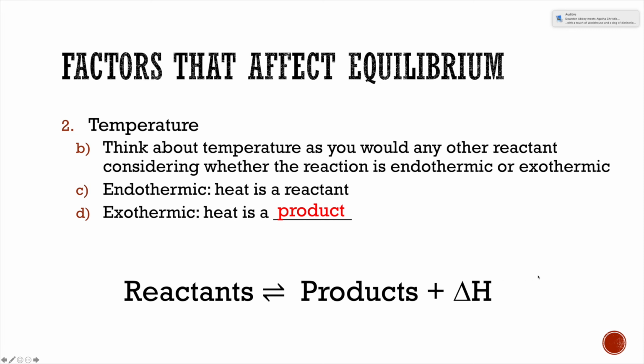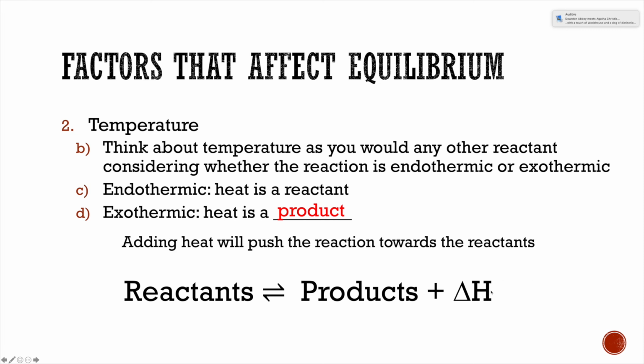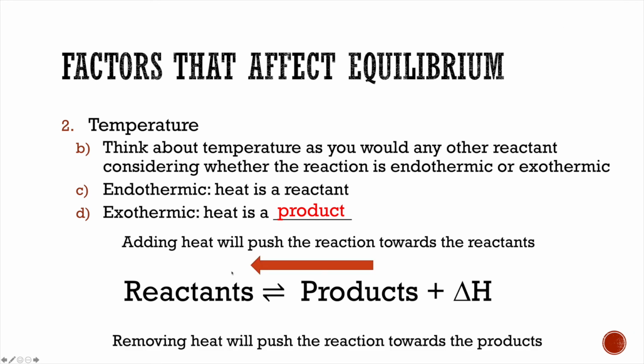Right? It is coming out. The heat is being released in this reaction. So adding heat will push the reaction towards now the reactants on the opposite side. Removing the heat will shift to replace it. So it's the same concept with concentration. Adding is opposite, removing is the same, but you have to be careful because endothermic, the delta H is on the left, exothermic, the delta H is on the right.